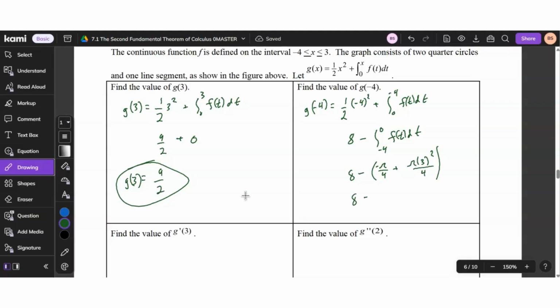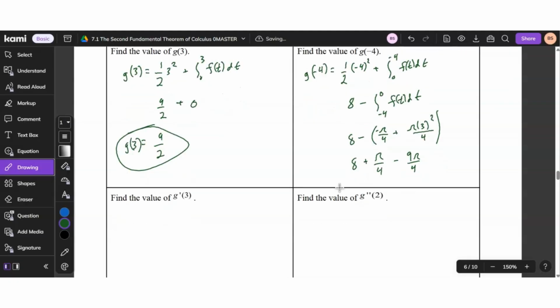So I get 8 minus negative, which is going to be plus pi over 4, minus, and this is 9/4, so 9 pi over 4. And then, of course, I can combine those two to give me 8 plus 8 pi over 4, which is just 2 pi. So that would be my final answer there.